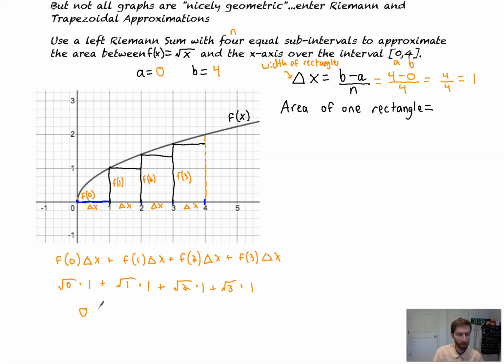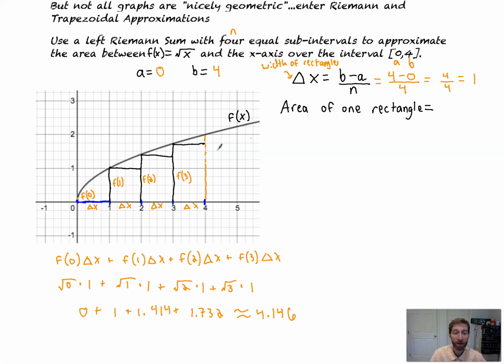That's going to be 0 plus 1, and then the square root of 2, which is about 1.414, plus the square root of 3, which is about 1.732. And when we add that up, we get 4.146. So it's about 4.146. So that's the approximate area here using what is called a left Riemann sum. That's it. That's all there is to it.